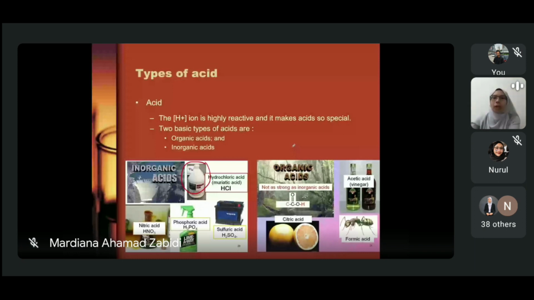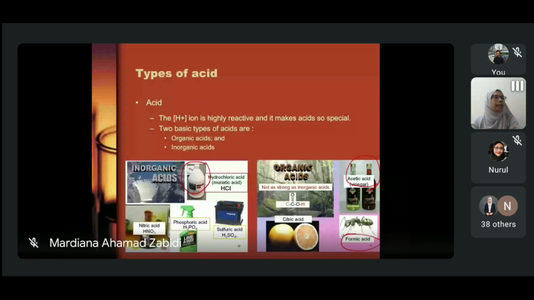Okay, and then when we talk about organic acid, this one is not as strong as inorganic acid. For example, we have citric acid from citrus fruit. That's why it is named citric acid, from citrus fruit. And then we have vinegar. Okay, vinegar contains acetic acid. And then we have formic acid. This one is known as a weak acid.